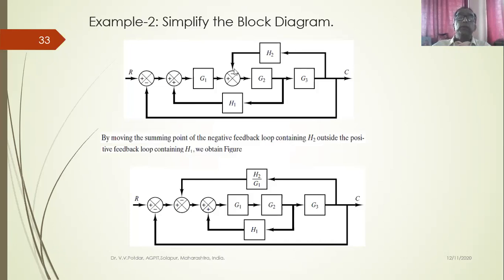So if I move the summing point ahead of a block beyond this summing point even, in other words, I am taking this block inside the loop. So what I need to do, G1 can be taken inside, but in the feedback loop, I have to insert 1 by G1. That's what is done. And this summing point is moved here now. See, it has come here.